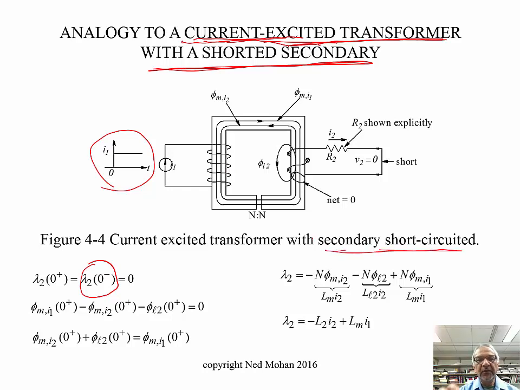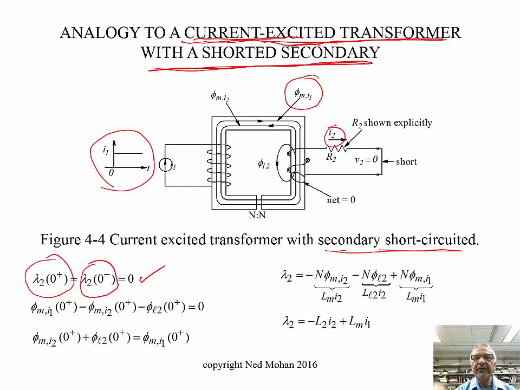Okay, so the theorem of constant flux linkage says that at t equal to 0 plus, the flux linkage of this short-circuited coil cannot change. So that has to remain 0, as you can see from here. So what's happening is that when you apply this current I1, there's flux in the magnetic core due to I1, and then instantaneously there's current I2 that will flow.